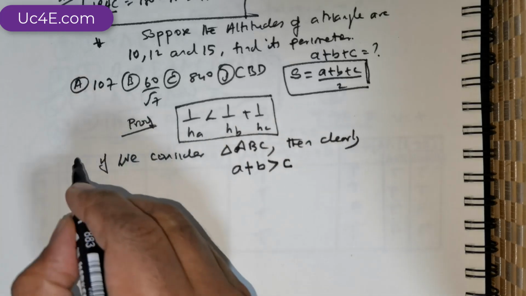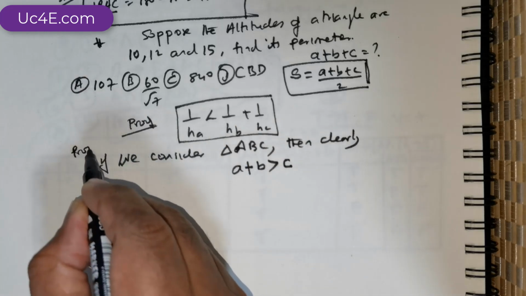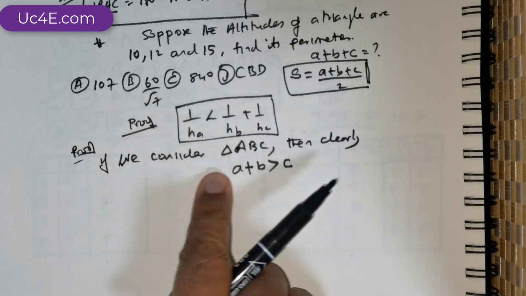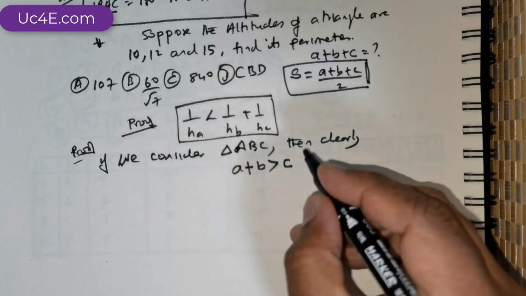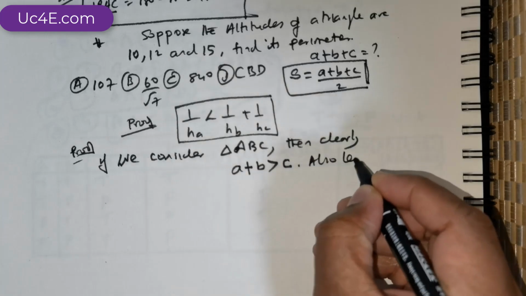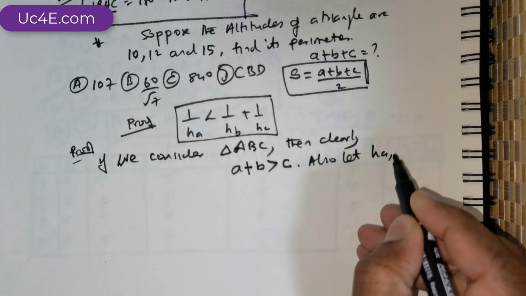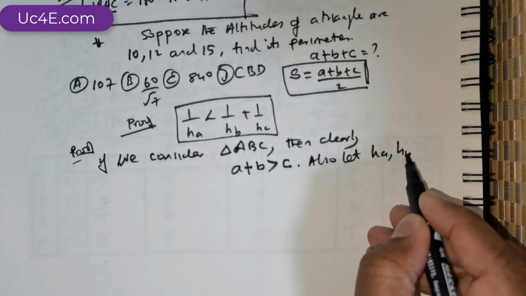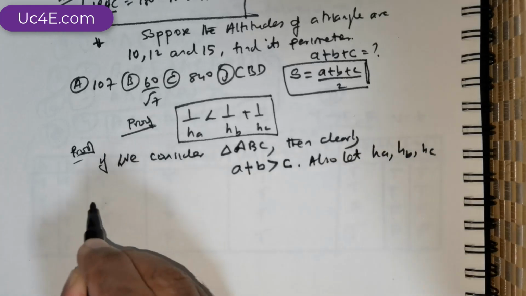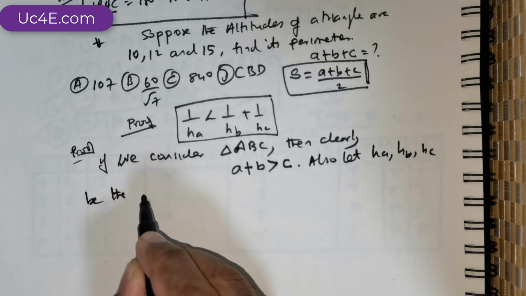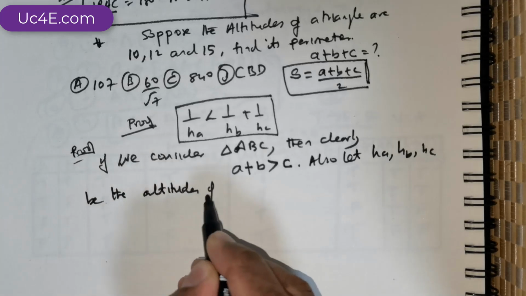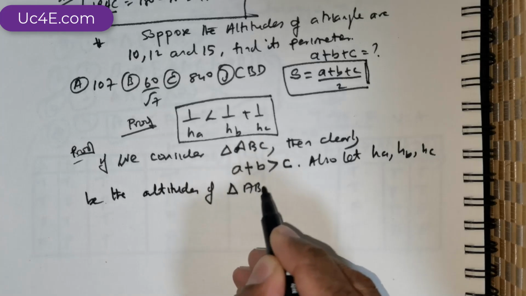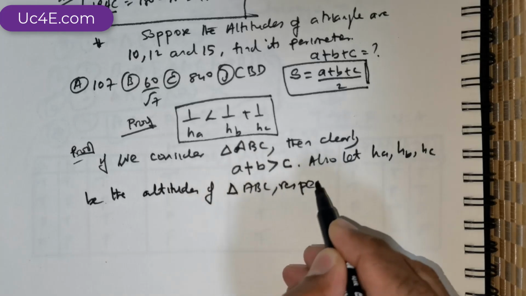So we start the proof in this fashion. If we consider triangle ABC, then clearly a plus b is greater than c. Also, let h suffix a, h suffix b, h suffix c be the altitudes of triangle ABC respectively.